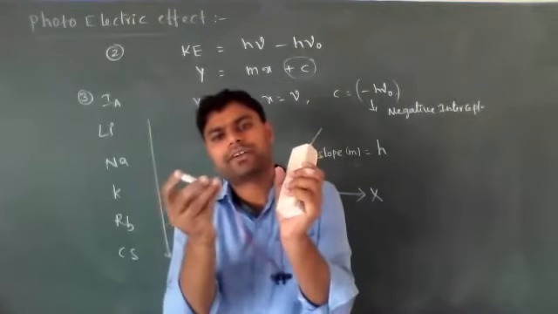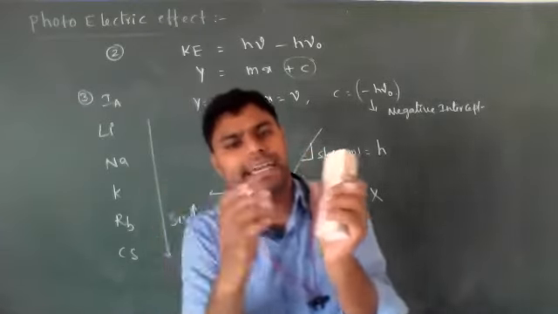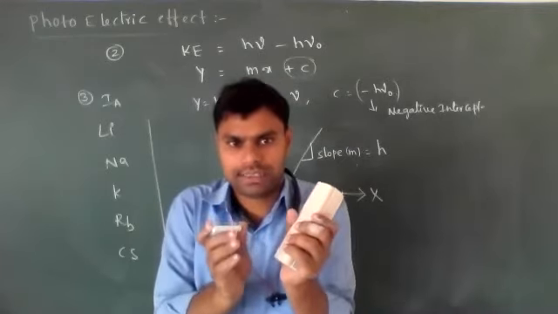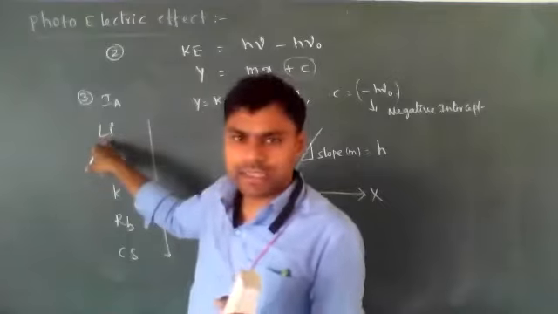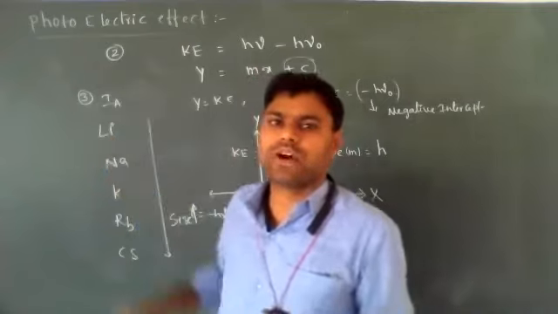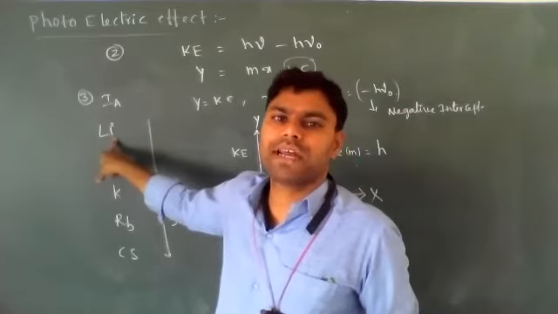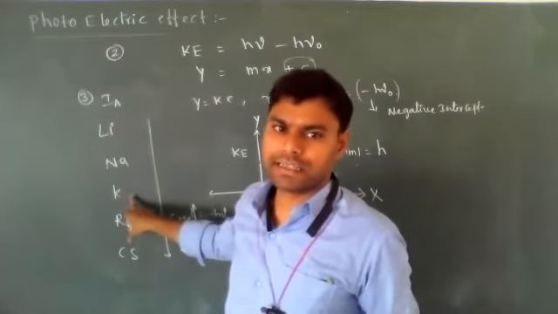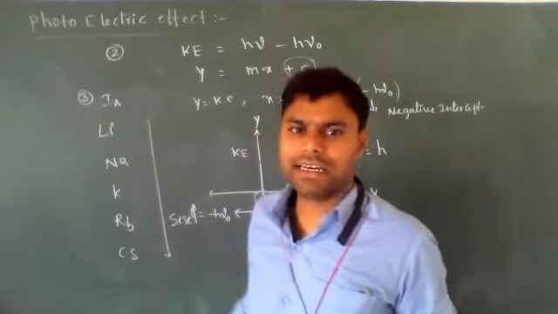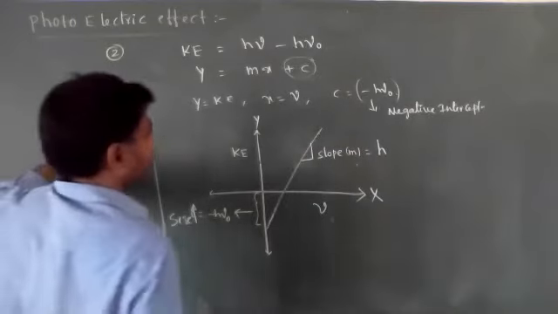Then what happens with the electrons? Lithium contains 3 electrons, which are tightly held by the nucleus because its size is very small. It holds the electrons very strongly. To remove those electrons from lithium metal, it requires more energy compared to sodium, potassium, rubidium and cesium. So which has more threshold energy, in order?